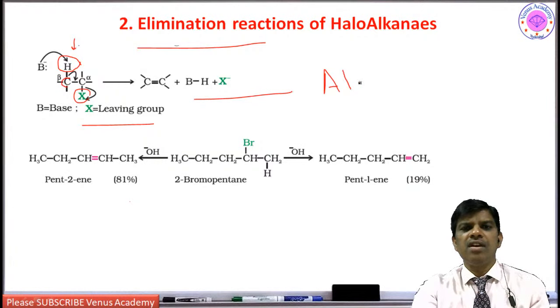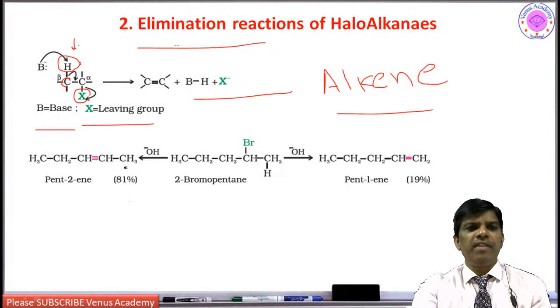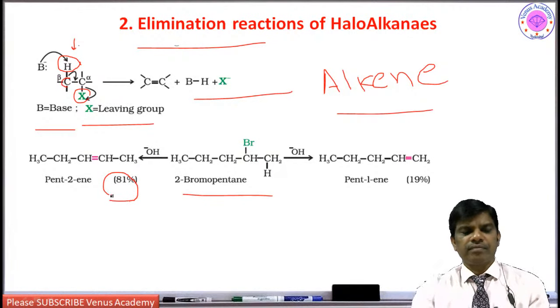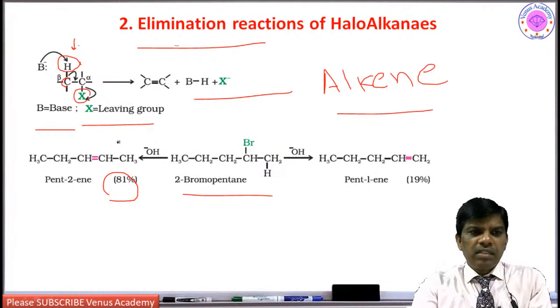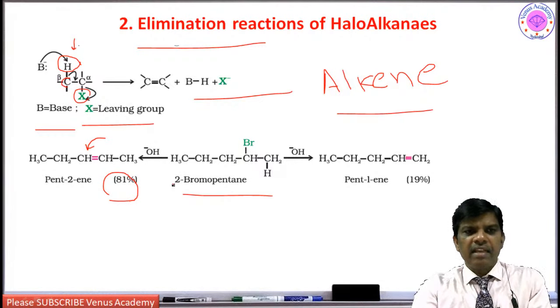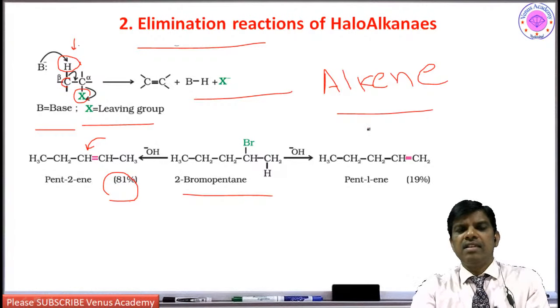Alkyl halides undergo elimination reactions. When I add a strong base, it gives an alkene. So if I react 2-bromopentane with a base, it is going to give 81% of this side alkene, pent-2-ene. Here one point is there, students. The point is Saytzeff's rule.